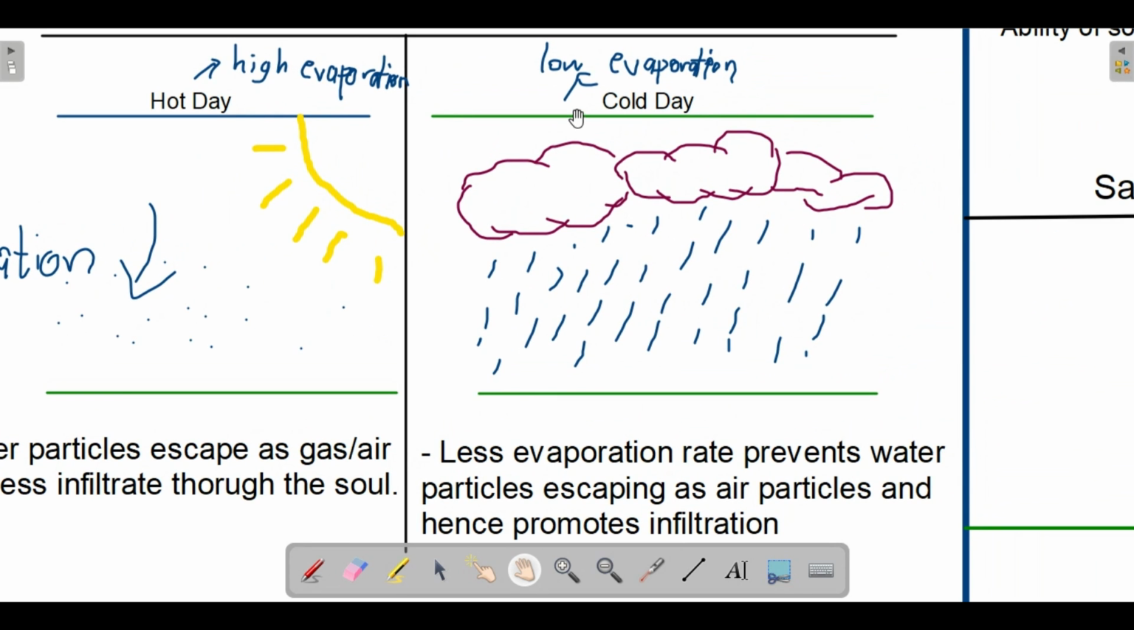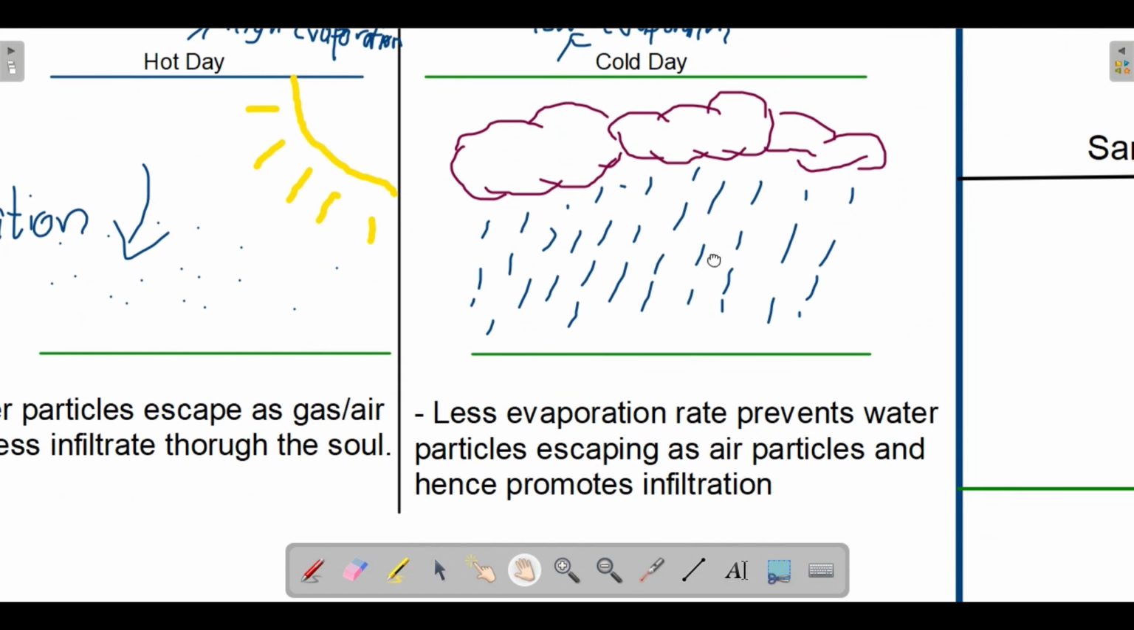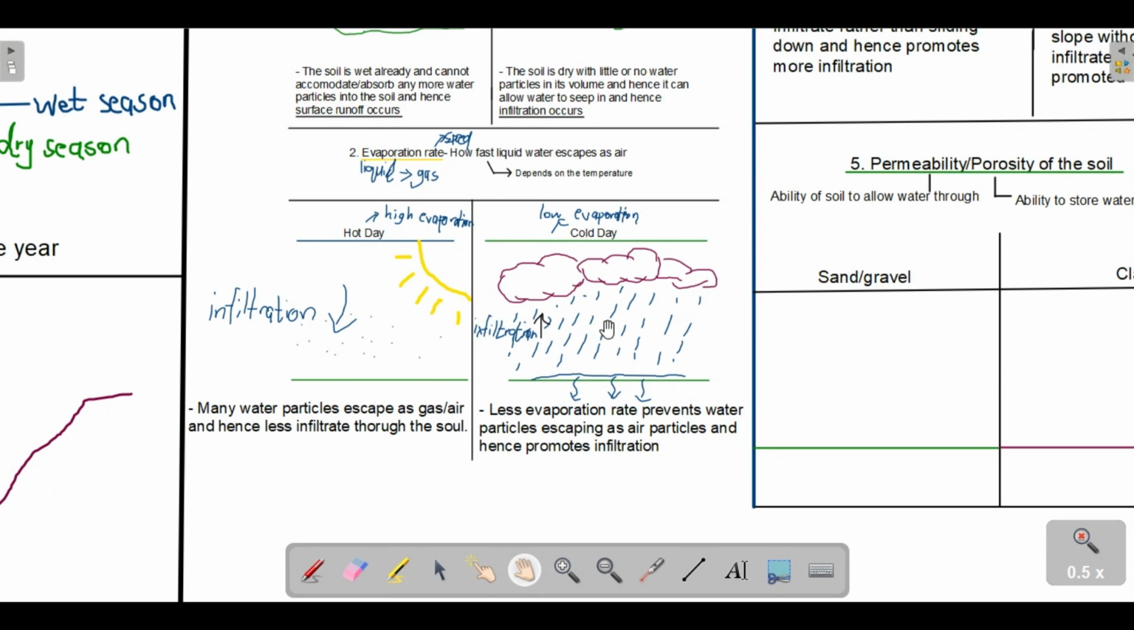So if it is a cold day, we're saying that there's going to be low evaporation rate, meaning there's going to be less water particles that escape as gas particles. Okay, so there's going to be less liquid turning into gas or air, right? So if there's less of that, then that means that there's going to be more water as liquid. If there's more water as liquid, then there's promotion of infiltration, and hence infiltration is promoted whenever you have a low evaporation rate. So high evaporation rate does not promote infiltration, low evaporation rate does promote infiltration.